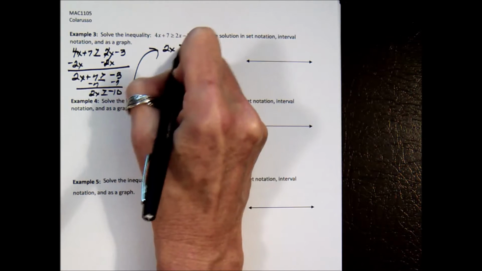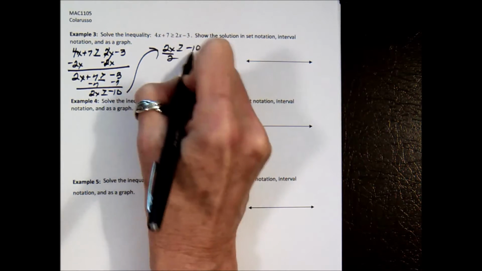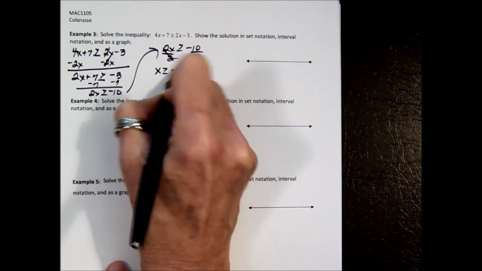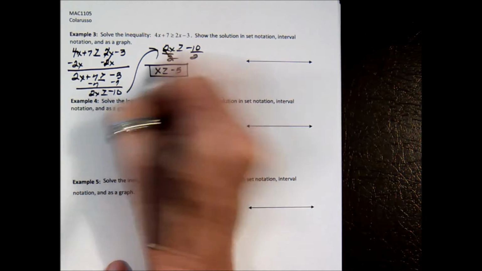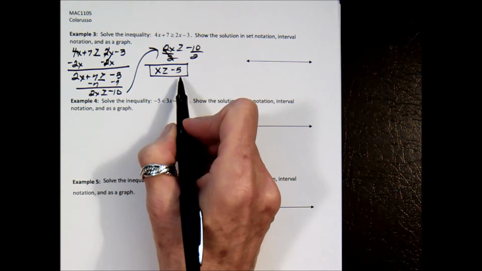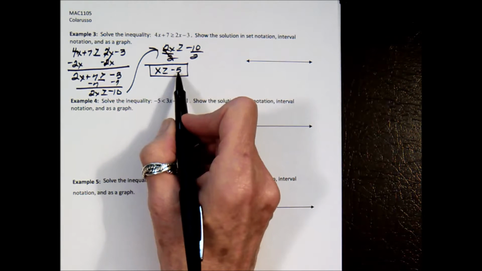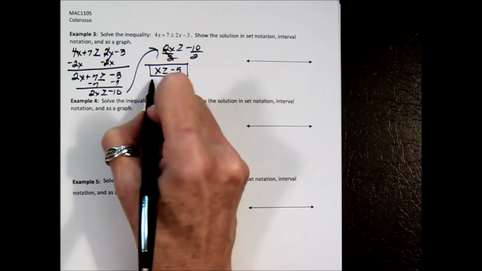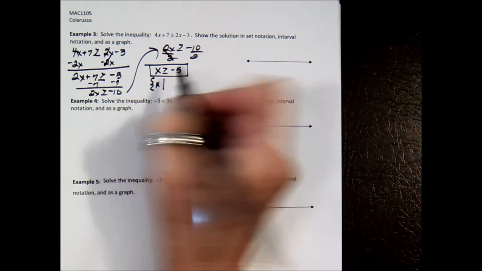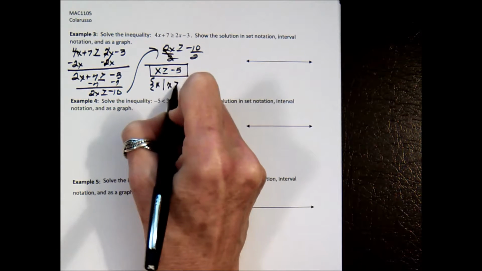I'm going to divide, but I am not dividing by a negative, so I do not flip the sign, and I get x is greater than or equal to negative 5. That is the inequality. Let's do the one that goes with it. The set notation is what goes with it. So I'm going to write underneath it the set of all x such that, now I just rewrite this, x is greater than or equal to negative 5.